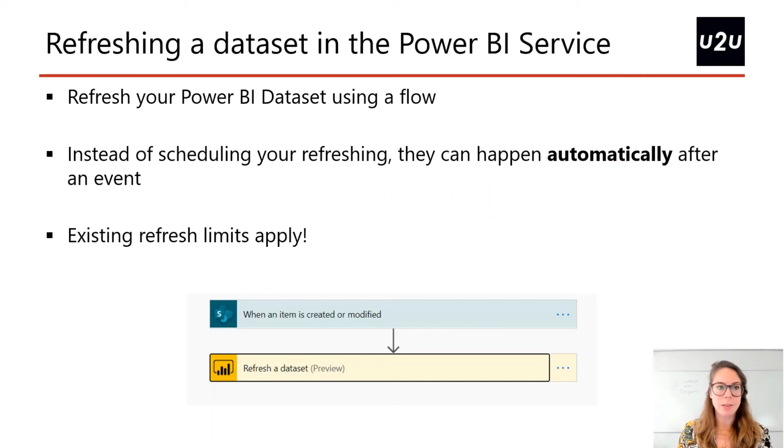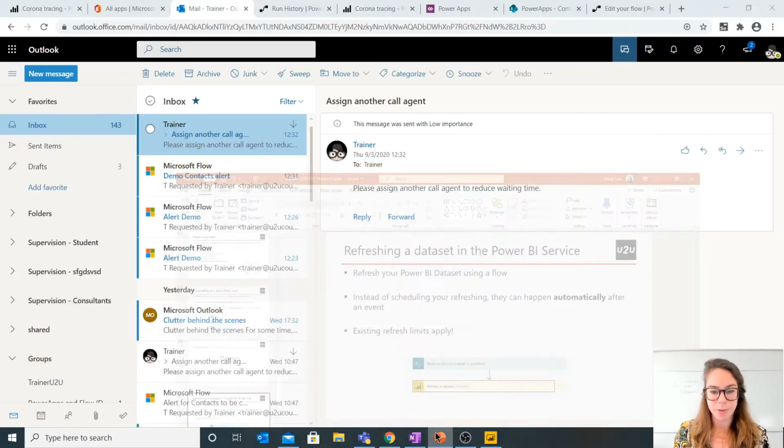Something else that we can do using Flow in Power BI is we can actually refresh a Power BI dataset using a flow. So instead of scheduling our dataset refresh in the Power BI service, we can make sure that the refresh happens automatically after an event. You have to take into account though that the existing refresh limits still apply. So if you have no Power BI Premium, you can refresh 8 times a day. So let's have a look at an example of that.